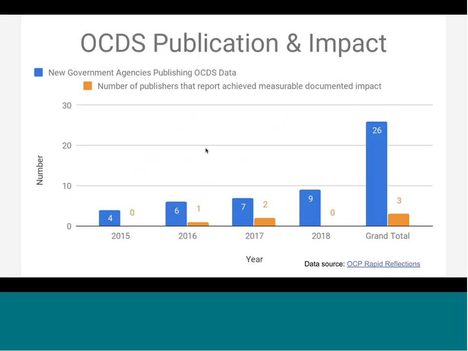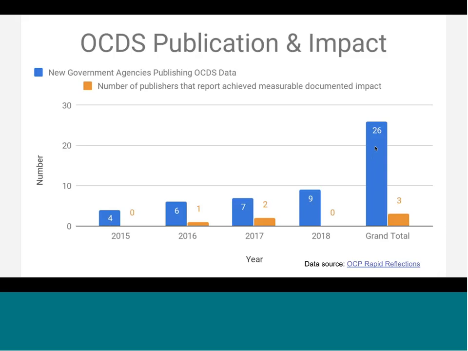From looking at our data through rapid reflections, we see that from 2015 to 2018, we have government agencies publishing OCDS data. So 2015, 4, and then we have 6 new, and then 7 new, 9 new. And so far from 2015 to 2018, we have 26 new government agencies publishing OCDS data that we know of.